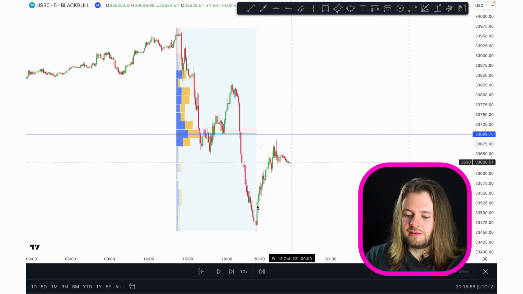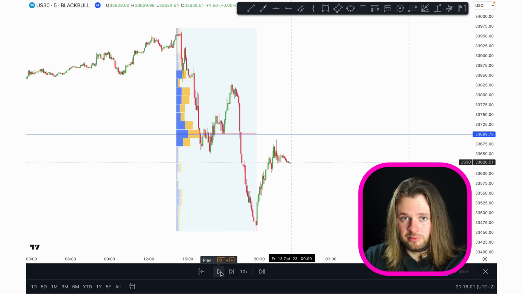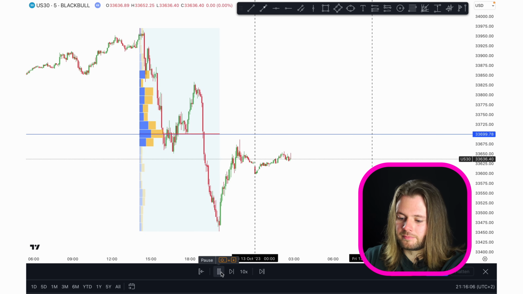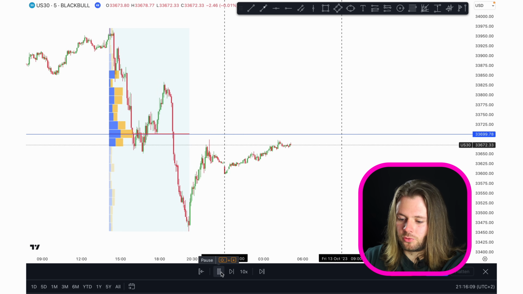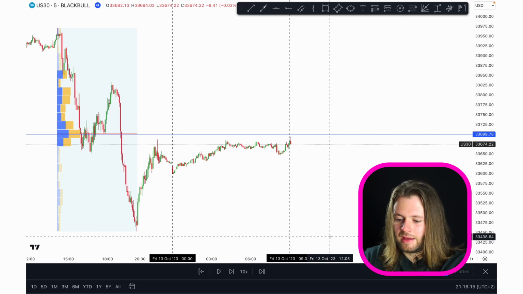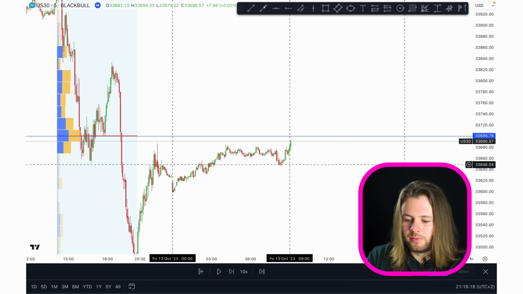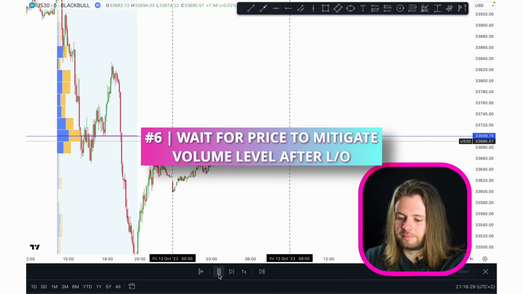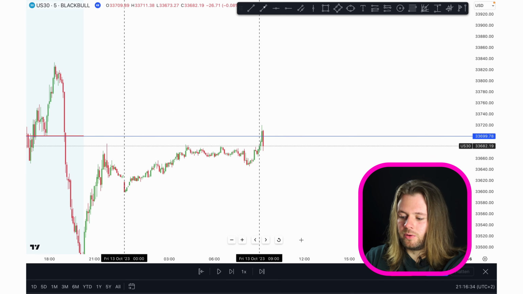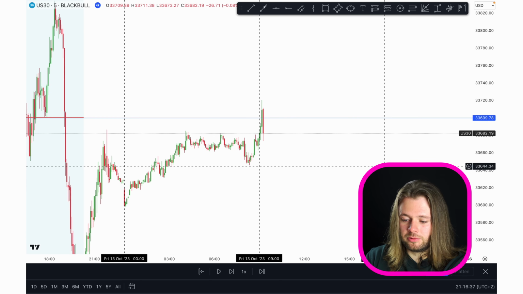Now let's see if price actually mitigates the volume level before London Open. We can see that was quite close, but it has not yet mitigated that level. And now we are just past London Open and we can see that price has not yet mitigated the volume level, meaning the trade and the setup is still valid. Let's see what happens next. Right after London Open, price went ahead and mitigated the volume level.